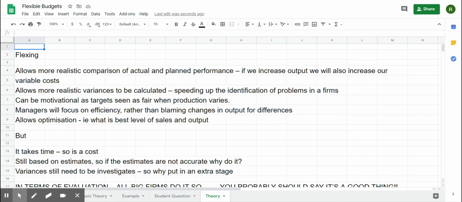It then allows us more easily to create more realistic variances and to allow a firm to more quickly identify where there are problems within the firm. Judging performance against a flexed budget will be seen by staff as being fairer than having a single fixed budget at the start of the year and still comparing their performance regardless of the actual levels of output.